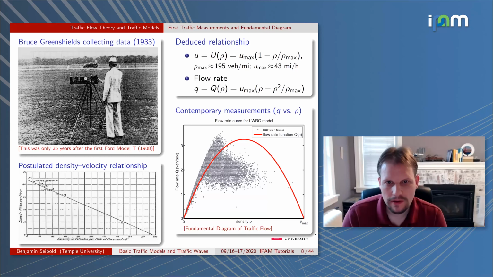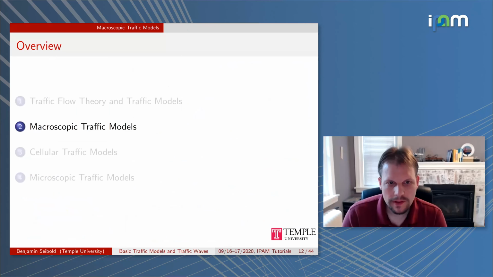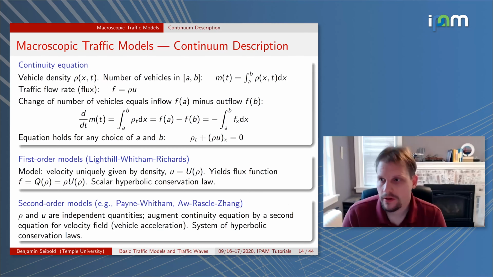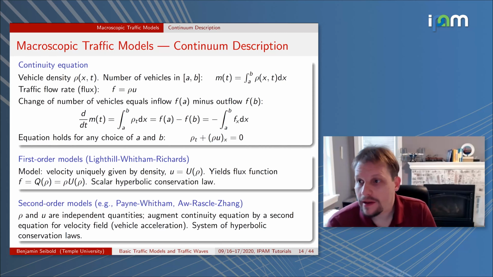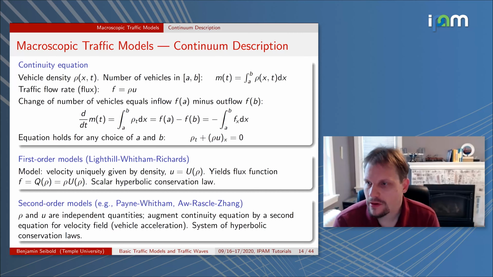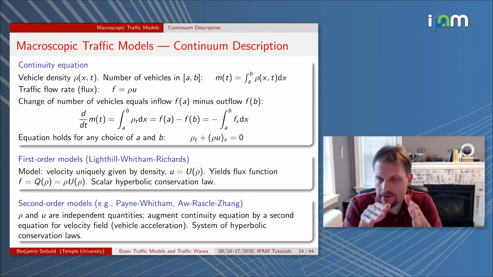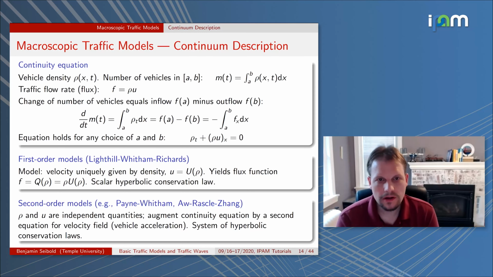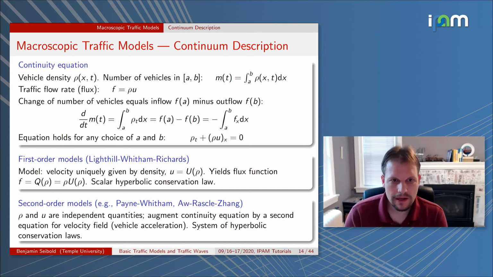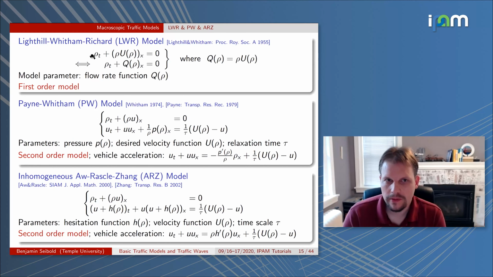Then we talked about models. Specifically, we derived macroscopic traffic models, so traffic models that are formulated in these variables, density and flow rate, the macroscopic view, not the vehicle-centric microscopic descriptions. And we ended up, particularly, at the Lighthill-Whitham-Richards model, the LWR model: rho_t plus (rho u(rho))_x is equal to 0.